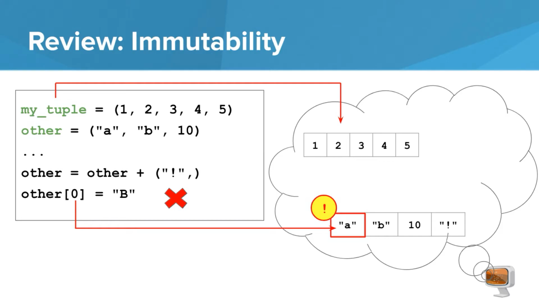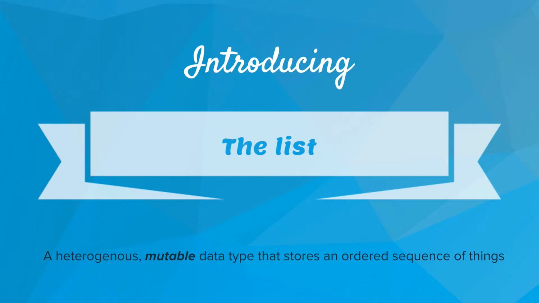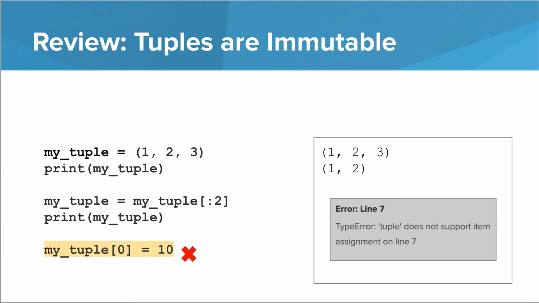Turns out there are also mutable things. This lesson covers one of them, and it's called a list. A list is a heterogeneous, mutable data type that stores an ordered sequence of things. As you can see from the description, a list is basically the same as a tuple, only mutable. It caused an error because of the immutability with tuples. Let's see what this program looks like when we use a list instead.